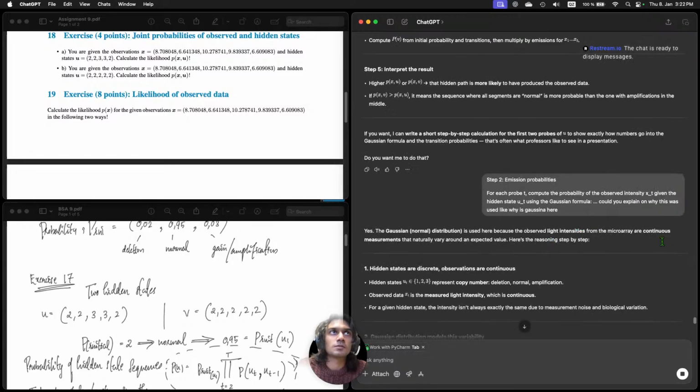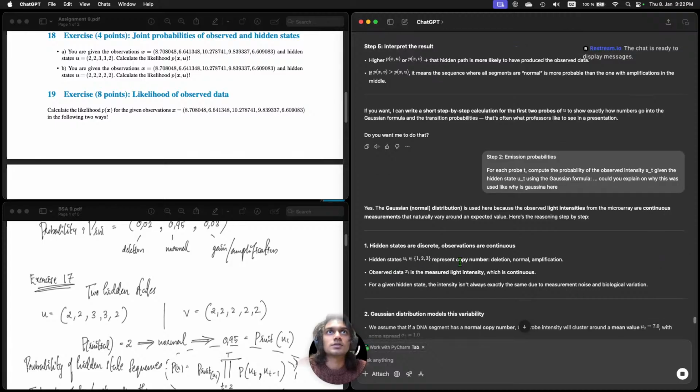Observed light intensities from the microarray are continuous measurements that naturally vary around the expected value. Here, the hidden states represent copy numbers: deletion, normal, amplification.